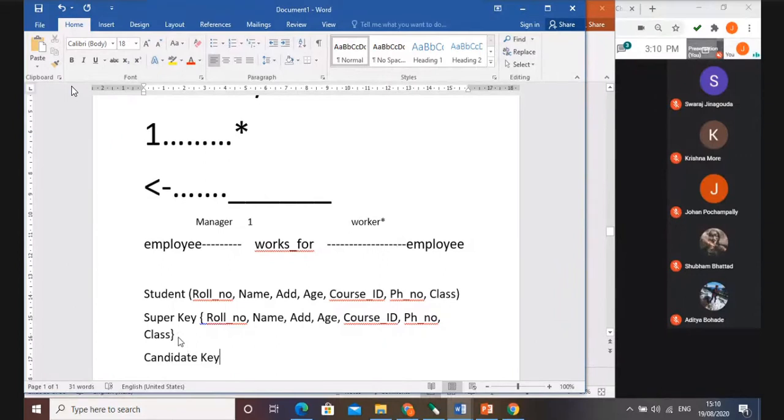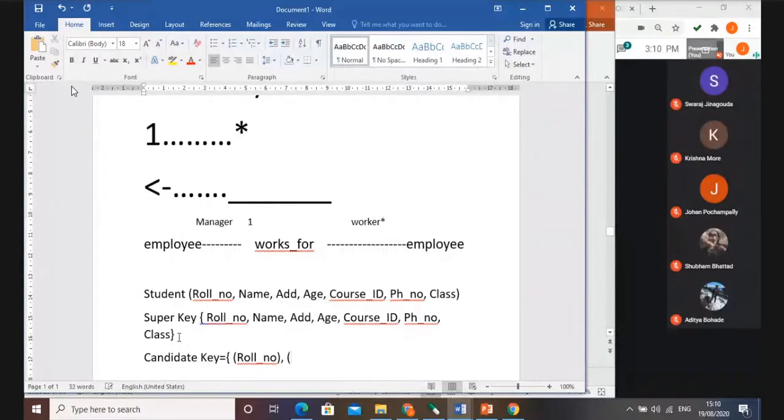Candidate key. As I told you, a candidate key can be one or more than one. So as a candidate key, I will consider the roll number. The roll number of the student is enough for my identification of each and every student. So this is one I am considering.